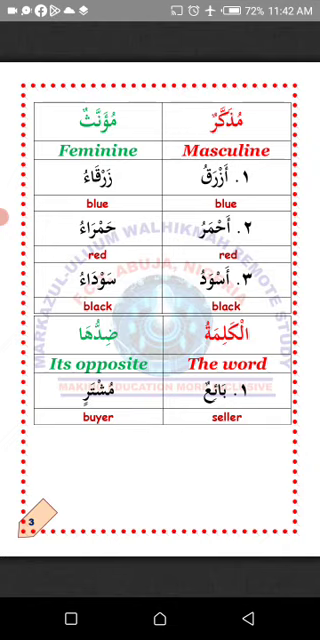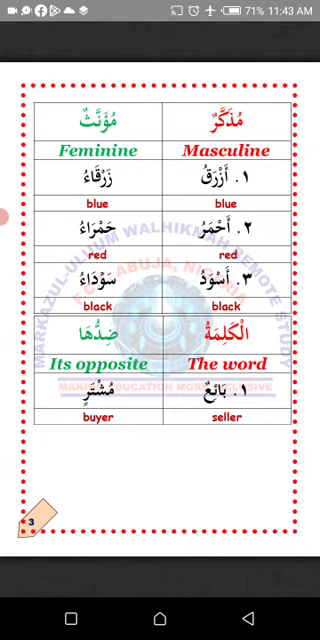اثنان, number two. أحمر, red. حمراء, red. So we use أحمر to describe a male object and حمراء to describe a female object. For instance, هذا قلم أحمر. This is a red pen. We say هذه سيارة حمراء. This is a red car.